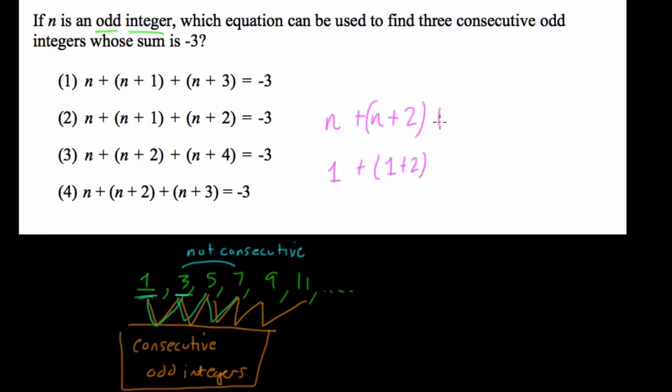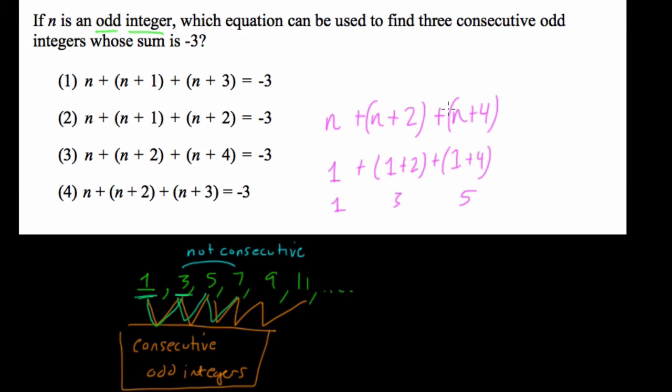Then the next one is what? Well, the next one will be 2 more than that. So it will be n plus 4, or n plus 2 plus 2. Right? Think about it. To go from 1 to 3 to 5, you do have to add 2 more to 3, but if we keep adding to our original odd integer, it would be plus 4 to get to 5, and so forth.